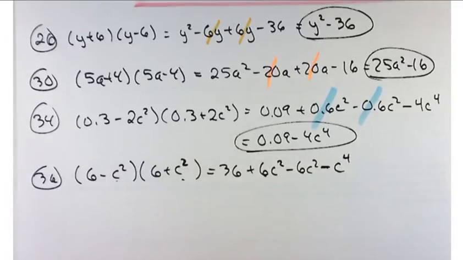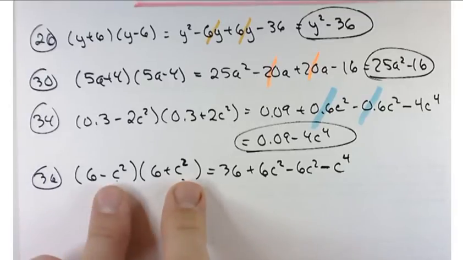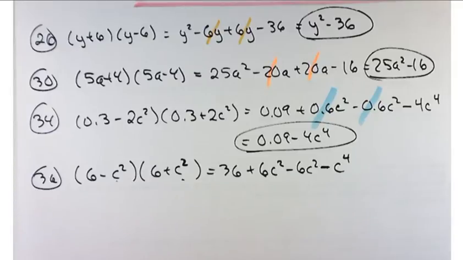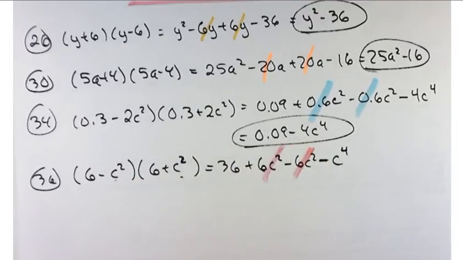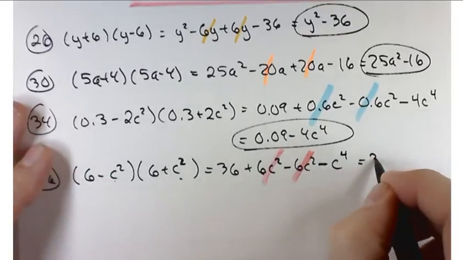Excellent. Did you add the exponents there or multiply them? When you're multiplying things with the same base, you add the exponents. So it'd be 2 plus 2. Yeah. Okay, so those cancel each other out. We're left with 36 minus c to the fourth.